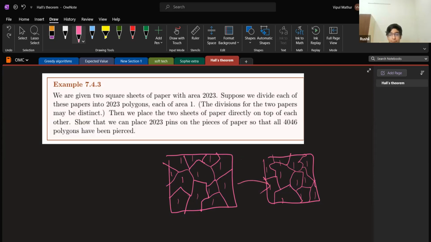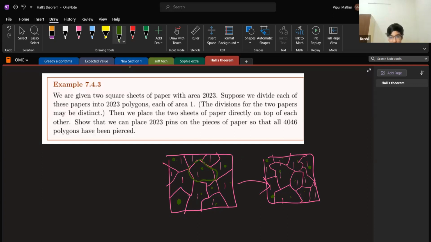So you have two things and they're put on top of each other, and then you place pins. The point is, if I place a pin right over here, then there'll be a thing equivalently over here also. If I place something on the top left, that will become over here. So I want to place 2023 pins so that each of the 2023 polygons on this one gets covered, and each of the 2023 polygons on this one also gets covered. In some sense, I want to match these things.